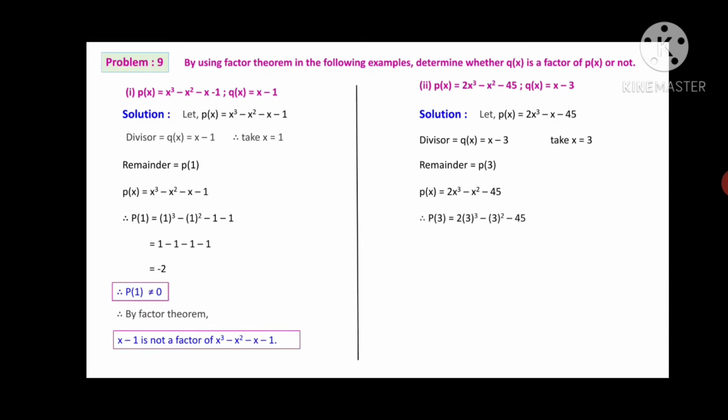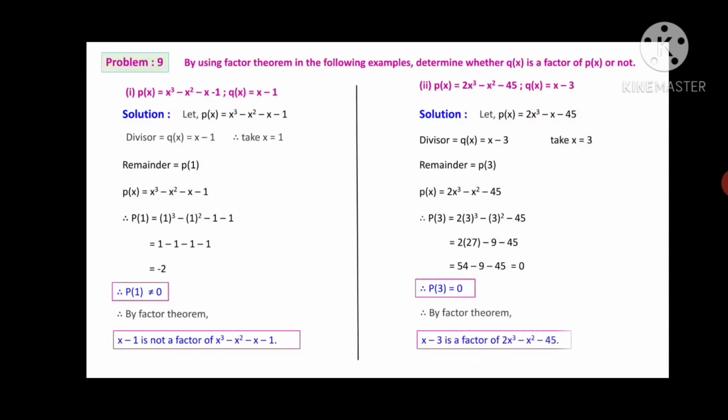Therefore, P of 3 will be equal to 2 into 3 raised to 3 minus 3 raised to square minus 45. Here x is replaced by 3. Therefore, 2 into 3 raised to 3 means 27, minus 3 square is 9, minus 45. So, here 27 2s are 54 minus 9 minus 45. Therefore, the result is 0. Therefore, P of 3 is equal to 0. Therefore, by factor theorem, we can say that x minus 3 is a factor of 2x cube minus x square minus 45. Let us see problem number 10.